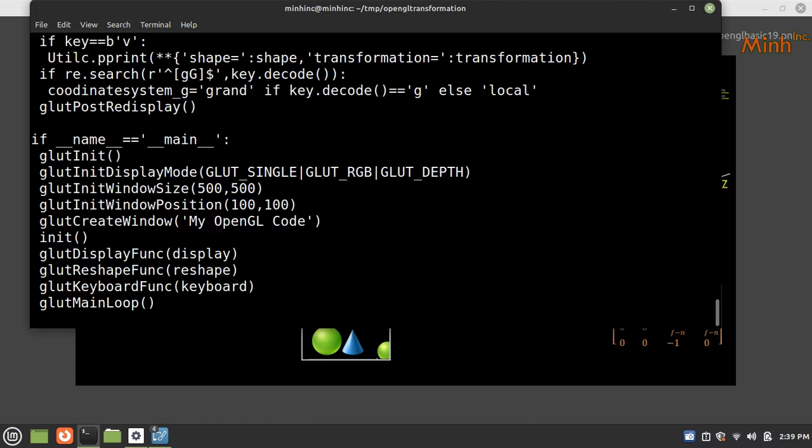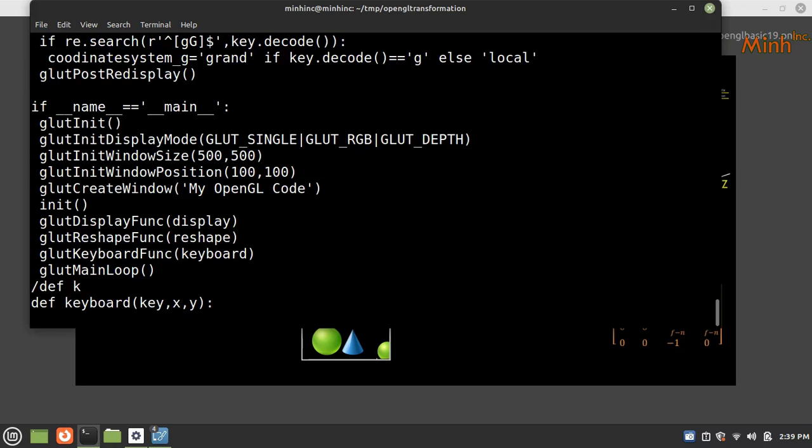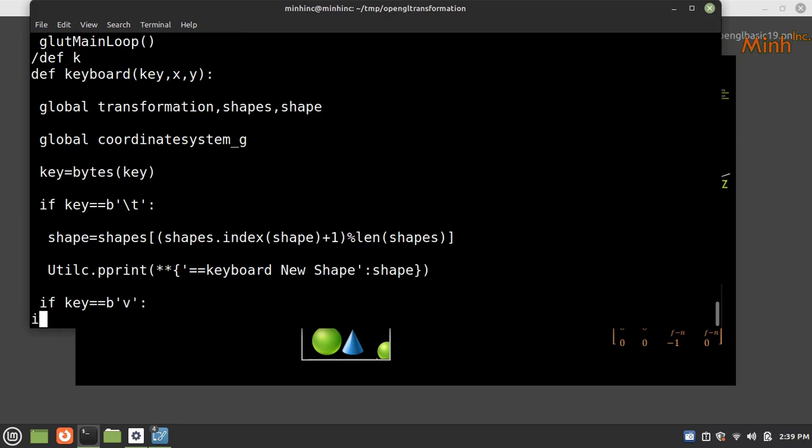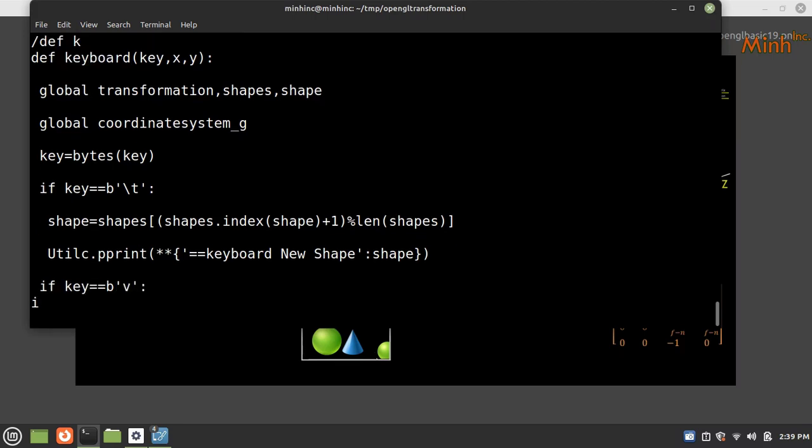Okay, glut keyboard func is keyboard. Okay, we have def keyboard. So pressing the keyboard is taking, but keyboard is not happening. So this proves that we are not calling the util C keyboard what we should call. We missed. So once press tab is done, okay, before this verbose print, we have to call util C keyboard. That is the actual call.